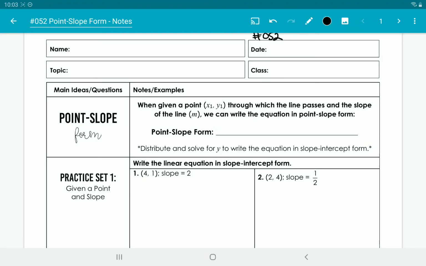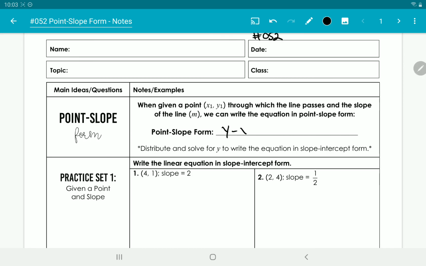Hey guys, so on this set of notes, we're going to be looking at point-slope form and how to change an equation from point-slope form into slope-intercept form. So, if we're given a point, x1, y1, so any coordinate point like 3, 2, negative 2, 0, through which the line passes, and if we're given the slope of the line, then we can write the equation in point-slope form.